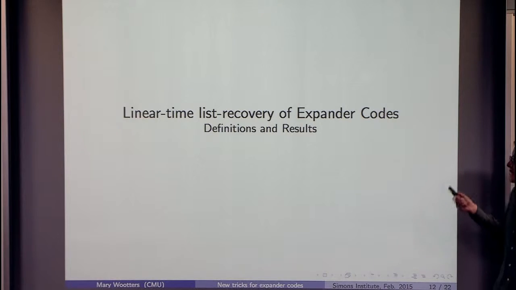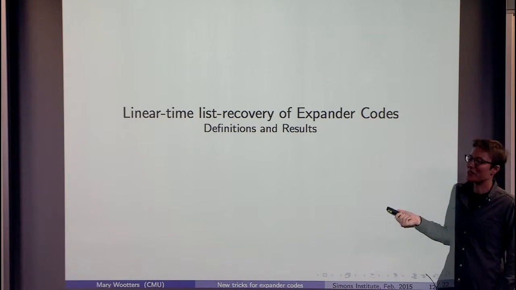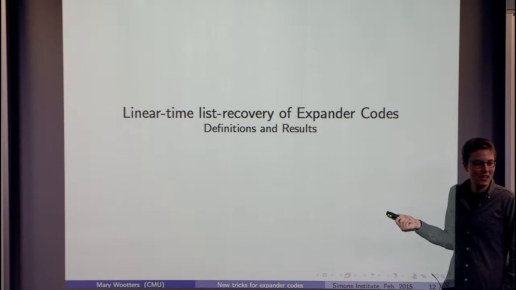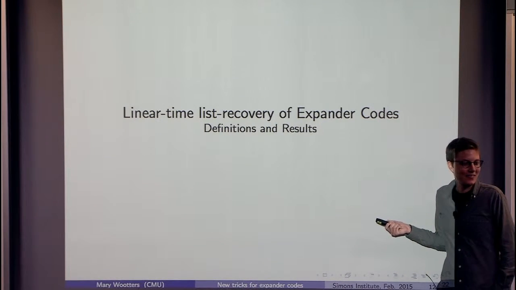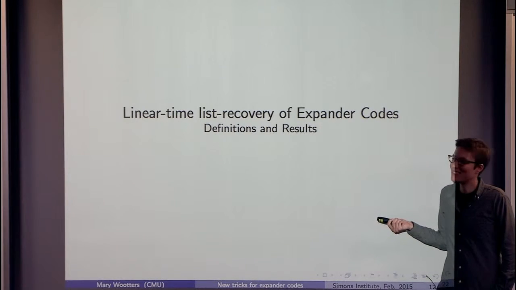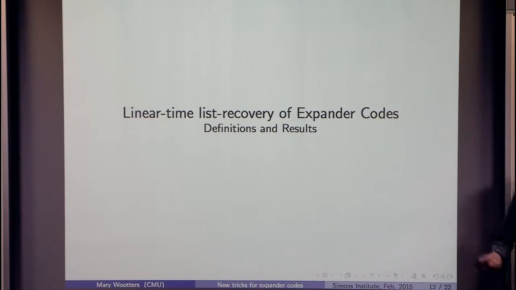Okay. So now let me move on to linear time list recovery of expander codes. How am I doing for time? Well, started a little late, so it's between 10 and 15 minutes. Okay. All right. Well, people can walk out at noon if they feel like it, and I'll just keep going.